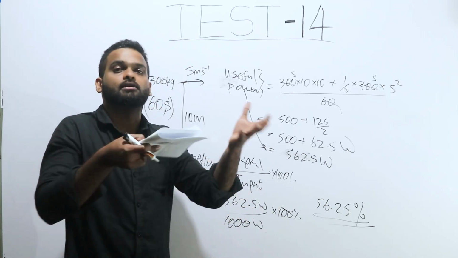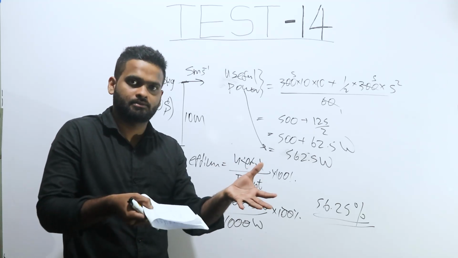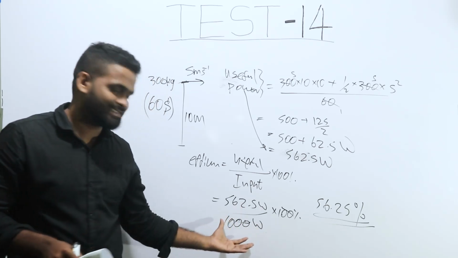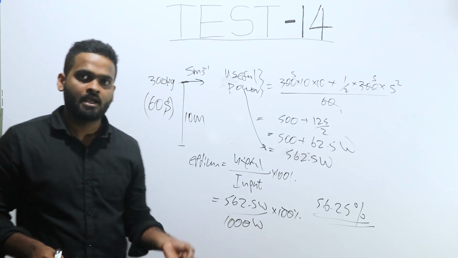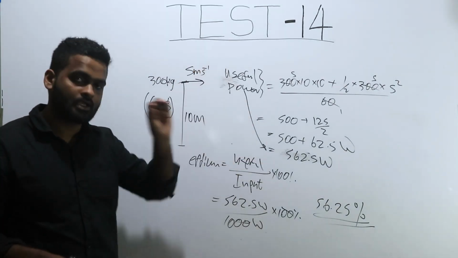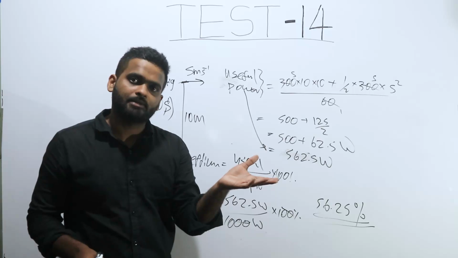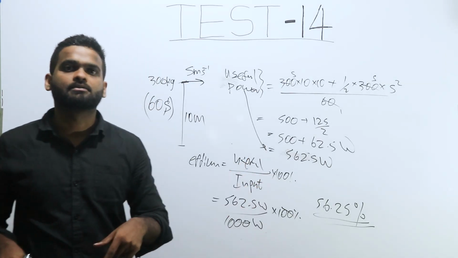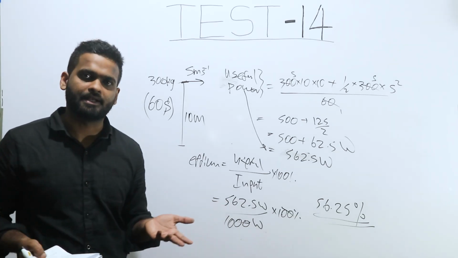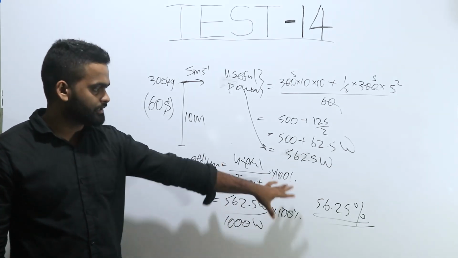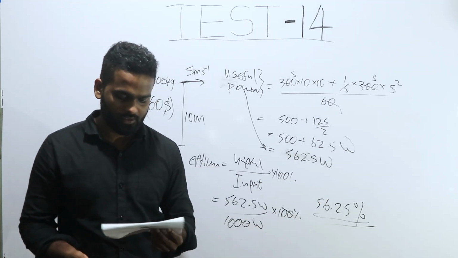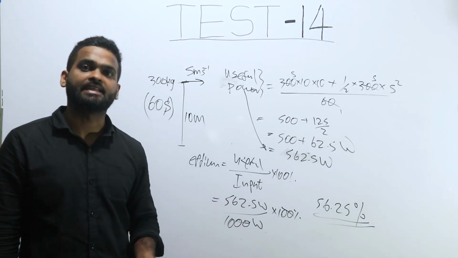The total power, normally the power to a motor is supplied by the electricity. 1000 watt is supplied by the electricity. But we only need this energy, this power. The remaining power supplied by the electricity is wasted as heat or sound energies. So the efficiency is not 100%. Efficiency is 56.25. Answer is the third one for the 10th question.